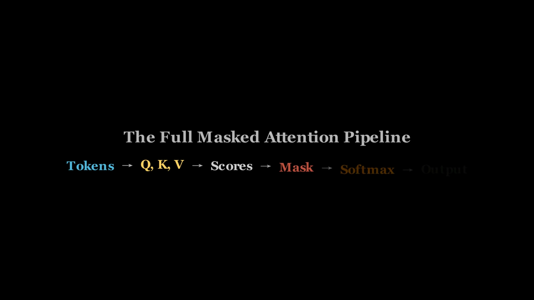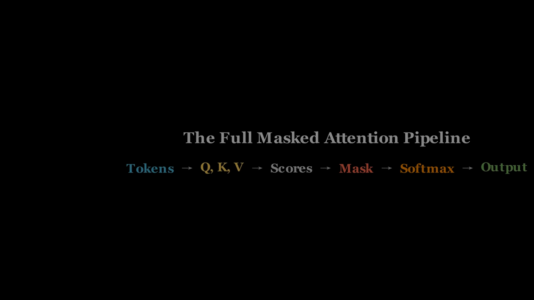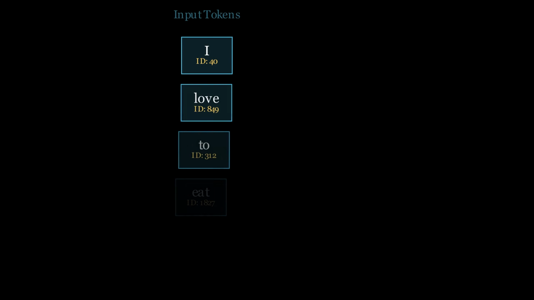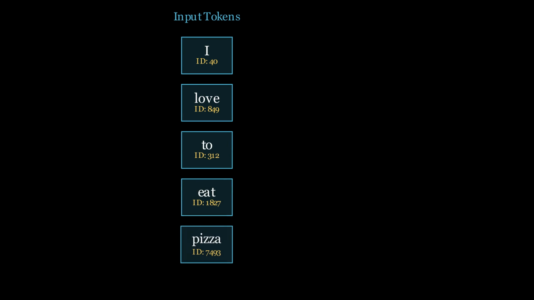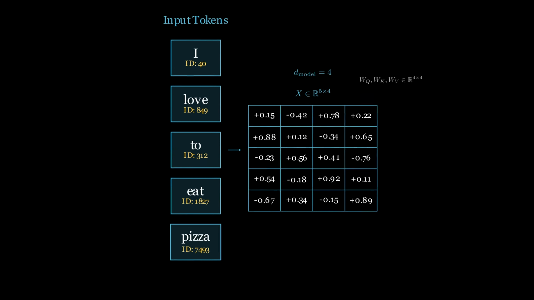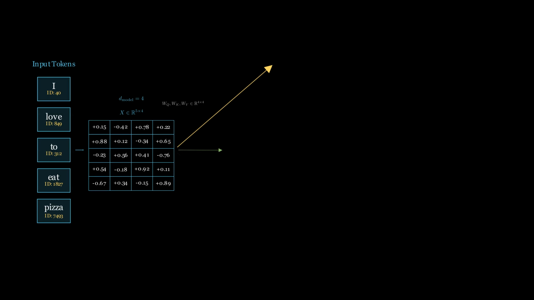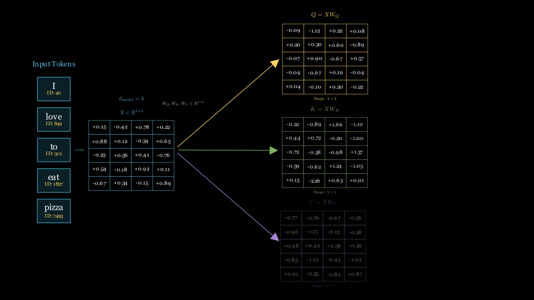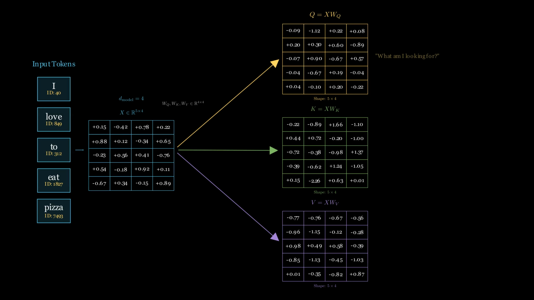Now, let's go through everything from top to bottom in one clean pass without skipping anything. We start with our same sentence. I love to eat pizza. Each word is mapped to a vector, which we stack to form our input matrix, X. We run X through 3 separate linear projections to get Q, K, and V. Query asks, what am I looking for? Key says, what context do I offer? And value holds the actual information. Same weights, same math, no difference here.